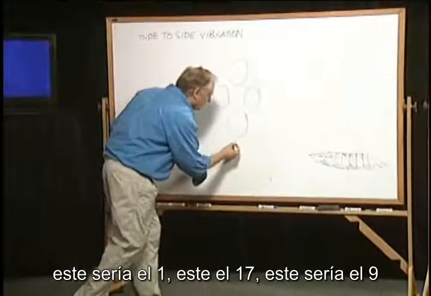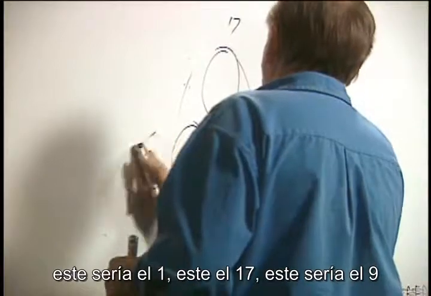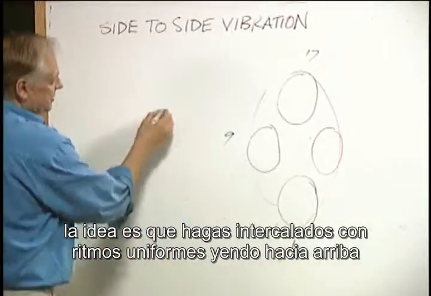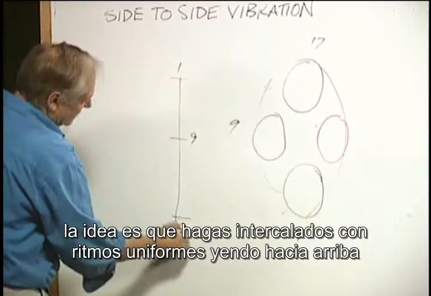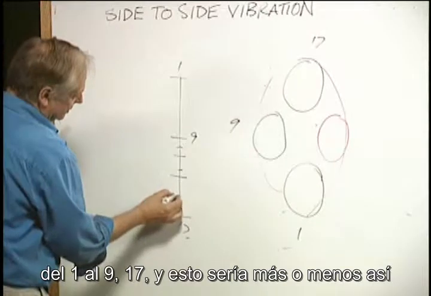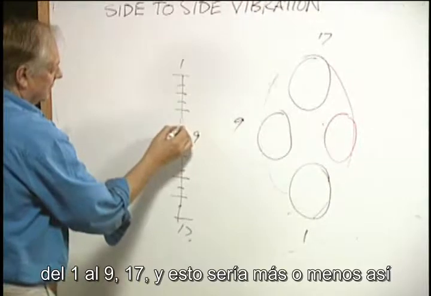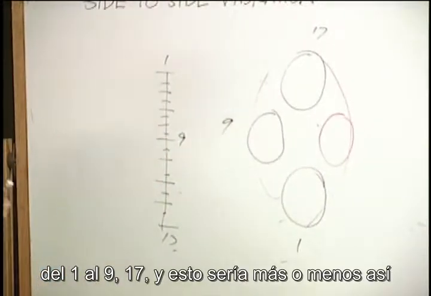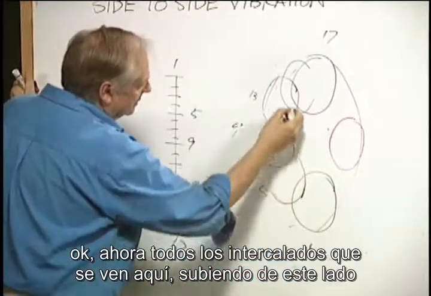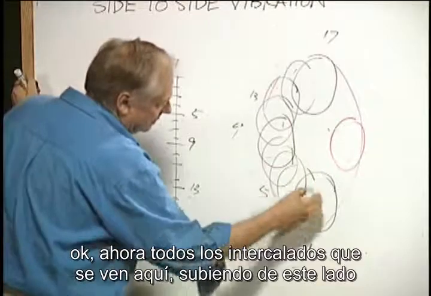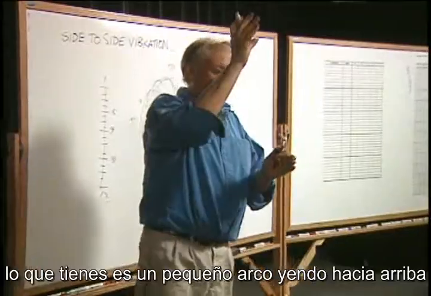So this is drawing number 1, and this is drawing 17, and that would be 9. But the idea is you would do even in-betweens going up, right? 1, 2, 9 to 17, okay? And you're in between all these, and it's all going up that side. So you just have a little arc of drawings going up.